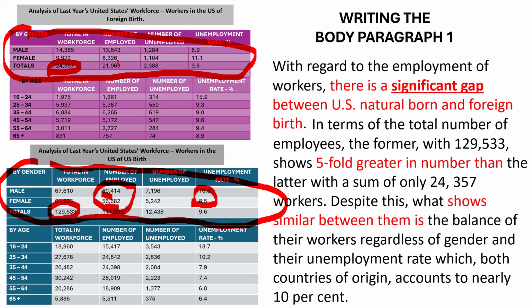The same thing with those who were of foreign birth. They also show an almost equal percentage of male and female workers, and an almost equal percentage of unemployment rates. Okay, so that's one example of grouping information, not grouping them from top to bottom or left to right.